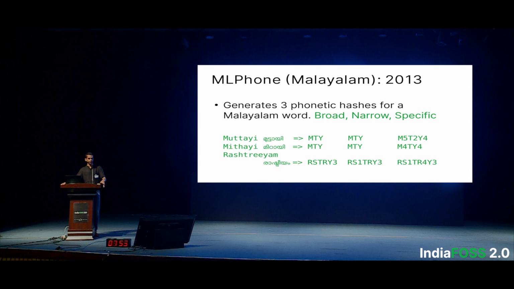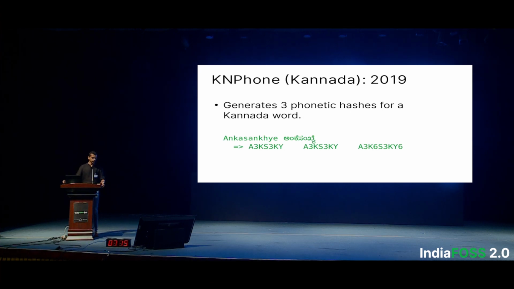But the second hash retains some of the phonetic properties, doesn't throw away everything. And the third hash retains all the phonetic properties. So if you really want to find a word by exactly how it sounds, the most specific third hash comes handy. If you want to find words that all sound similar, mutai, mithai, swatantrata, swadantrata, whatever misspelled, then the first hash comes handy.